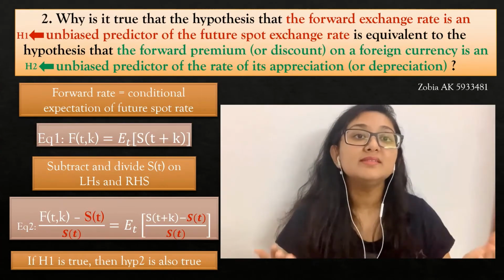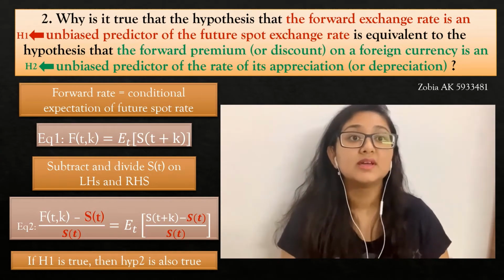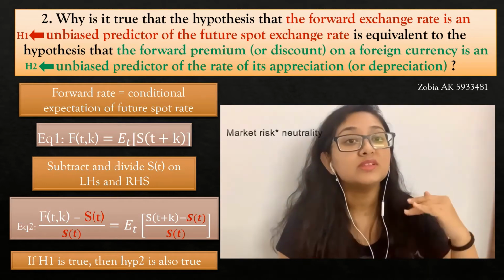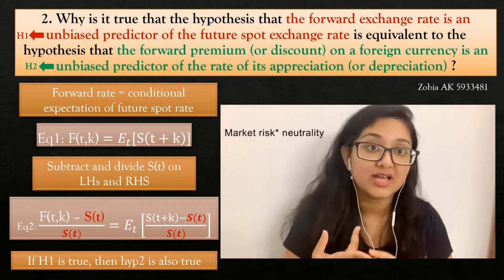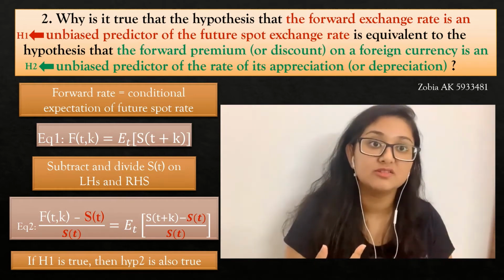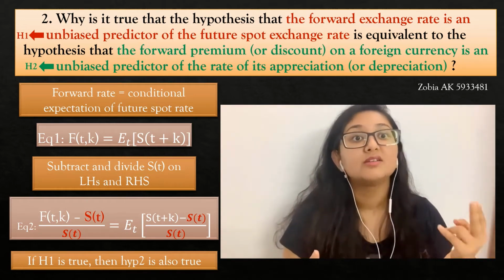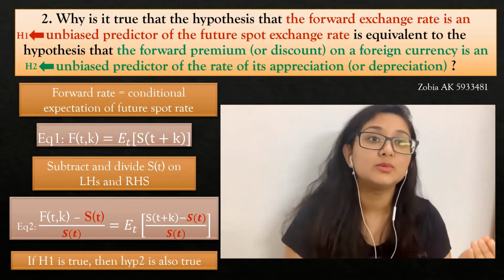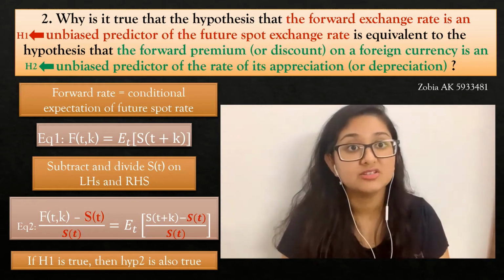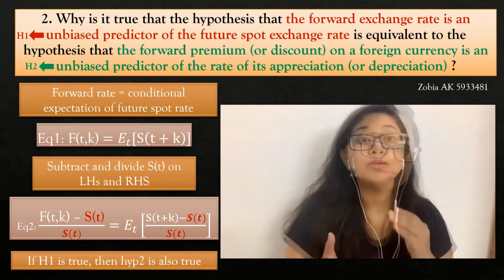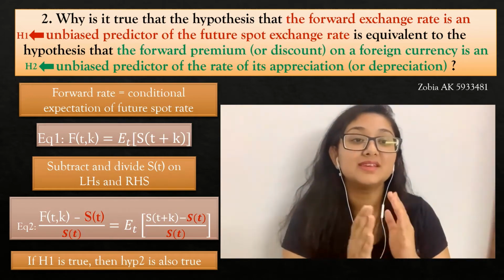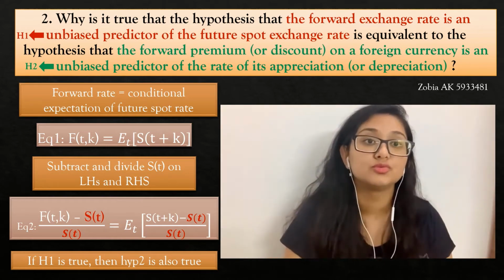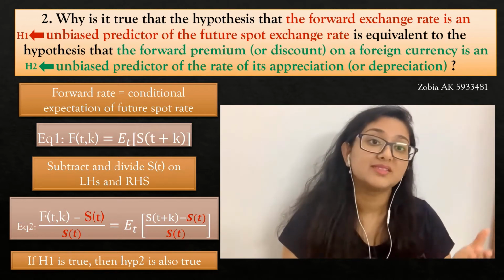So basically in this question we have two hypotheses. The first one is the forward rate unbiased hypothesis, which holds under the conditions of market neutrality and rational expectations from market agents. This gives us the first equation: the forward rate is equal to the conditional expectation of the future spot rate. Now the important thing is that the LHS is equal to the RHS and we know that this equation is true. Now, is this equivalent to our second hypothesis?